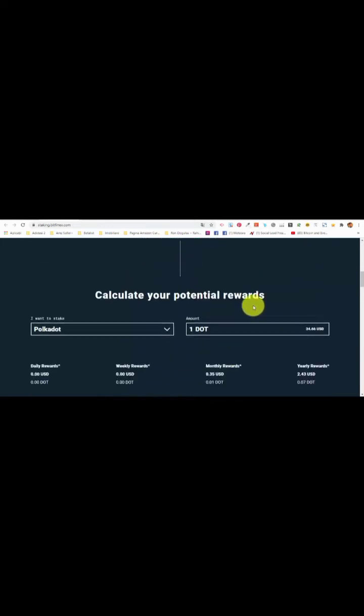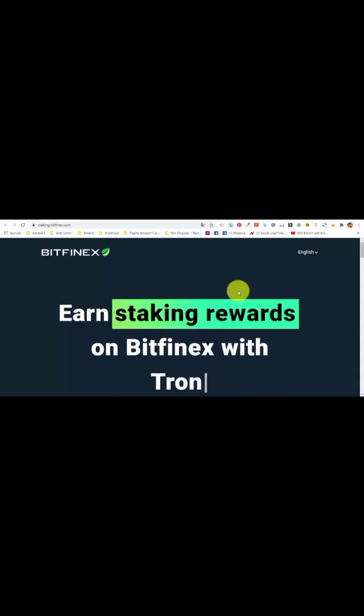Okay, obviously it's a little bit more risky, but with the major platforms it's very similar to banks and other institutions as well. Okay, so this is how you earn from staking, and obviously do your own research before actually going into this. We want to just show you how this works.